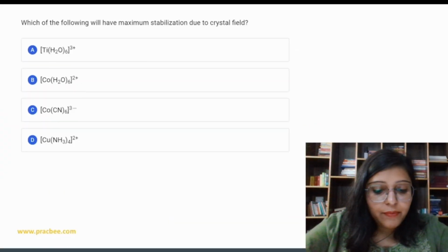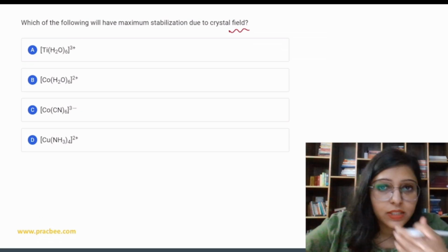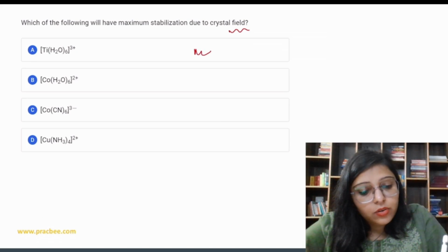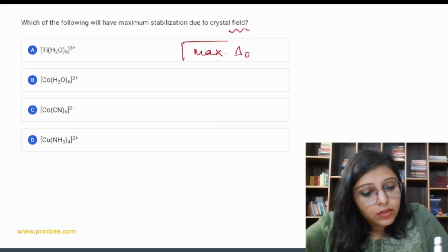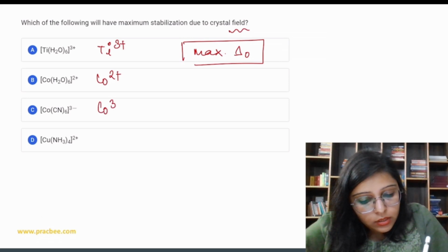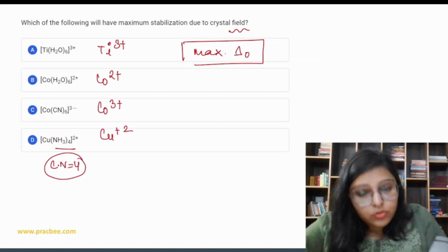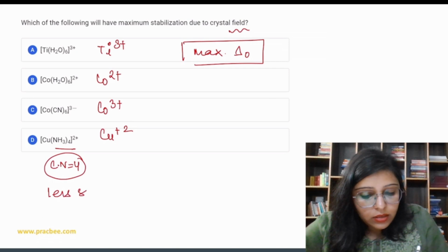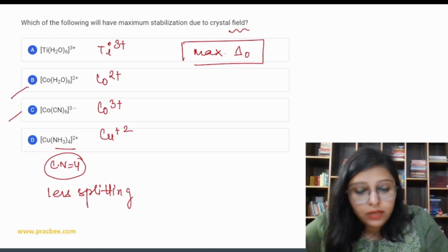Which of the following will have maximum stabilization due to crystal field? Maximum stabilization means maximum crystal field stabilization energy, so the one which has maximum delta naught. So how to find out maximum? This is Ti3+, this is Co2+, this is Co3+ and Co2+. So here again coordination number 4. If we have coordination number 4, then less splitting. Now we have to check for C and B.